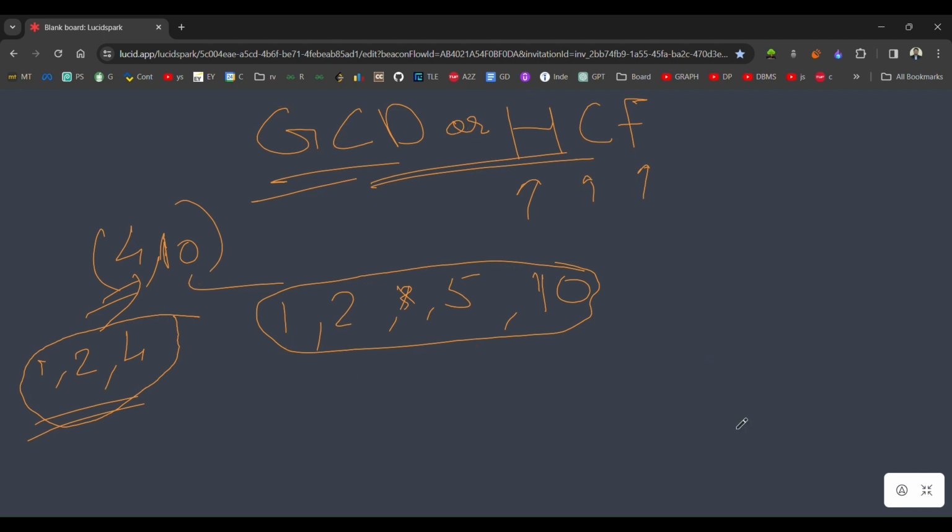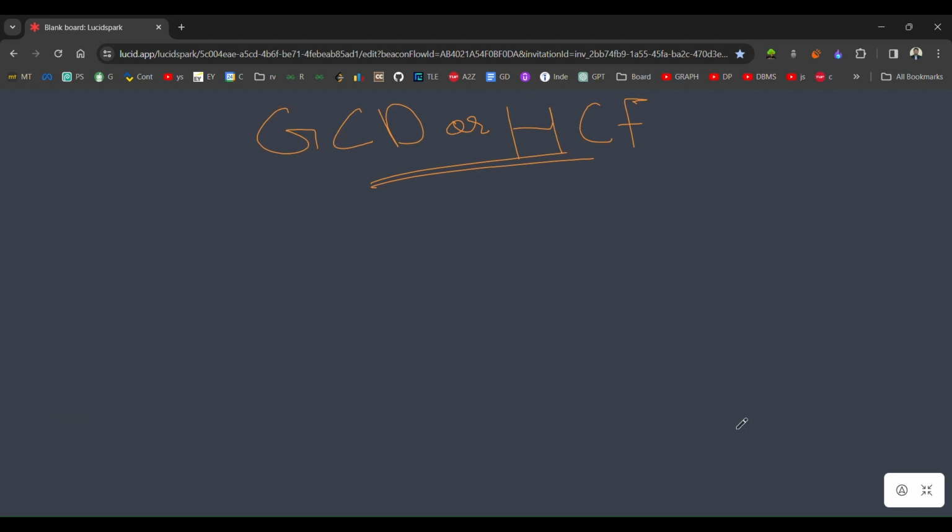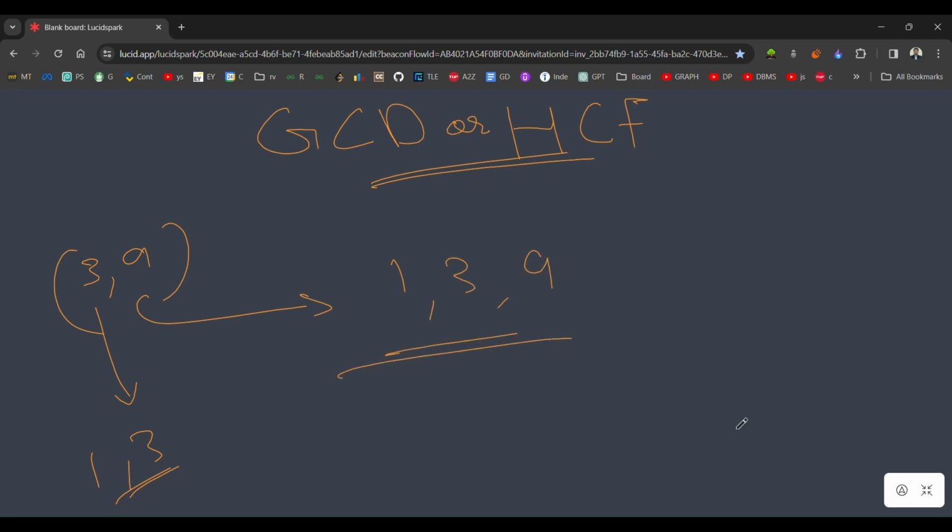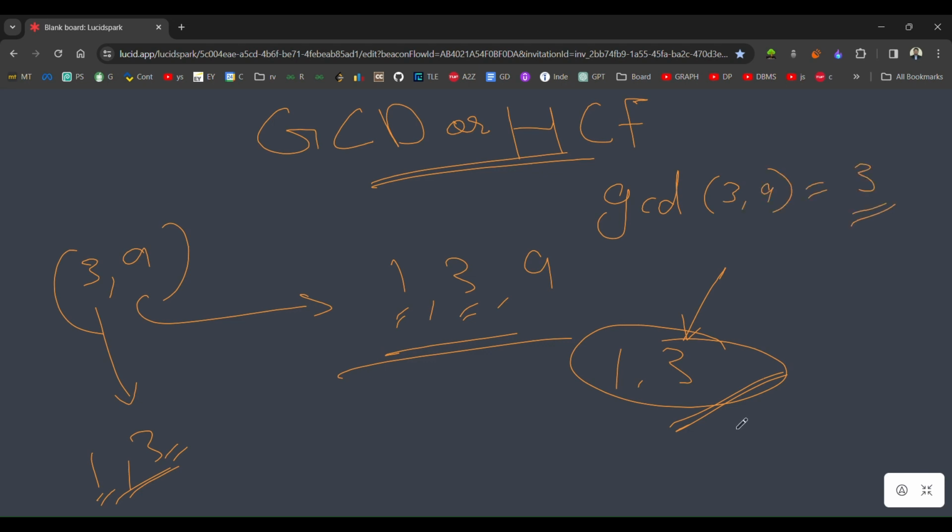So similarly, let's go for some other example. Let's go for maybe 3 and 9, right? So for 3, factors are 1 and 3. For 9, factors are 1, 3 and 9. 1 is common in both and 3 is common in both, right? 1 and 3, these two are common in both. Which is the greatest one? 3, right? So GCD of 3 and 9 will be 3.